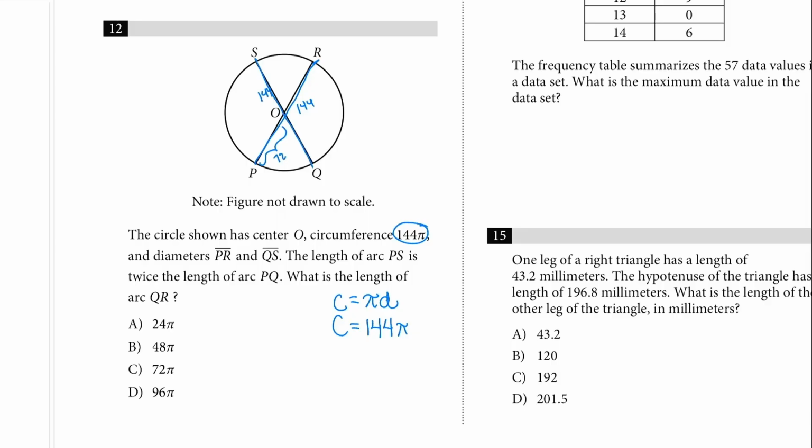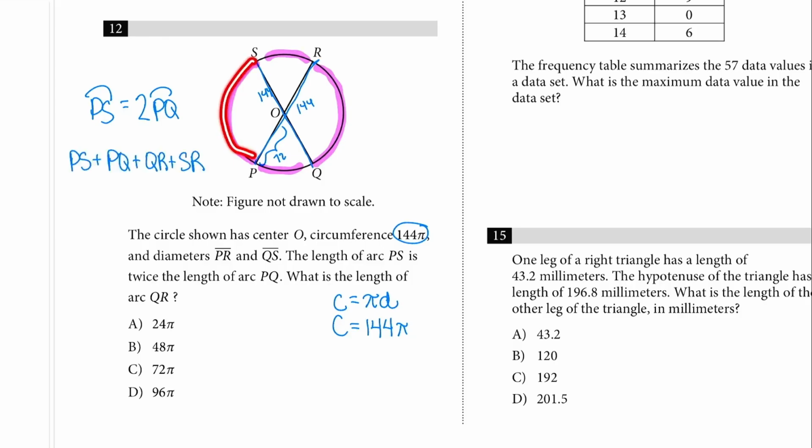So we have the length of arc PS, and that's going to be twice the length of arc PQ. Now, we also know that the circumference is going to be all of our arc lengths added together. So it's going to be this one, plus this one, plus this one, plus this one. So let's write that out. We have PS, plus PQ, plus QR, plus RS.